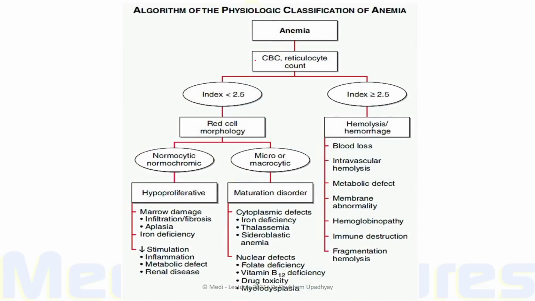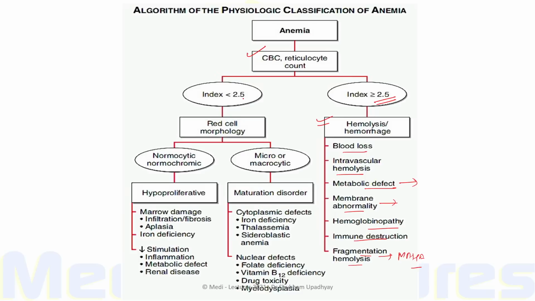First, the patient comes, we order CBC, retic count, calculate RPI. If RPI is more than 2.5, the cause is usually hemolysis or hemorrhage, which can be due to blood loss, intravascular hemolysis, some metabolic defect like G6PD deficiency, some membrane abnormality like hereditary spherocytosis, some hemoglobinopathy, then immune-mediated destruction of RBCs and fragmentation hemolysis like microangiopathic hemolytic anemia.